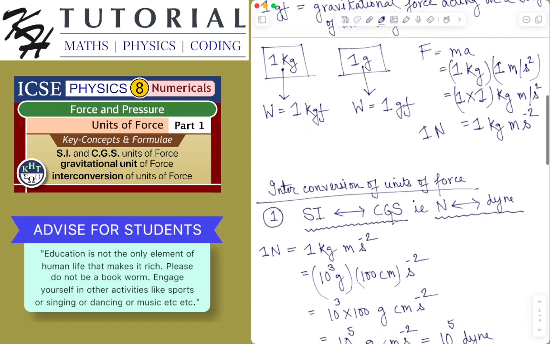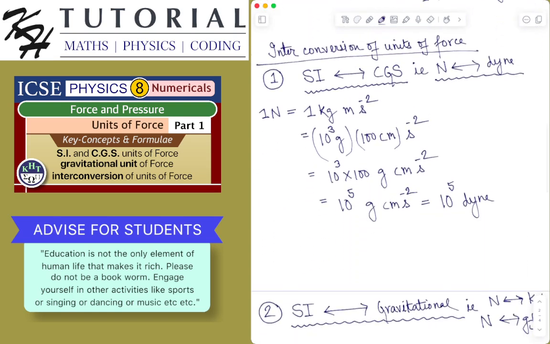I will finally write down all the important formulas. So 1 Newton is equal to 10 to the power 5 dyne. Obviously, from common sense, how many Newton will 1 dyne be? This should be 1 by 10 to the power 5 Newton, which is equal to 10 to the power minus 5 Newton. So 1 dyne is equal to 10 to the power minus 5 Newton, and 1 Newton is equal to 10 to the power 5 dyne. This was the conversion between SI and CGS units of force.